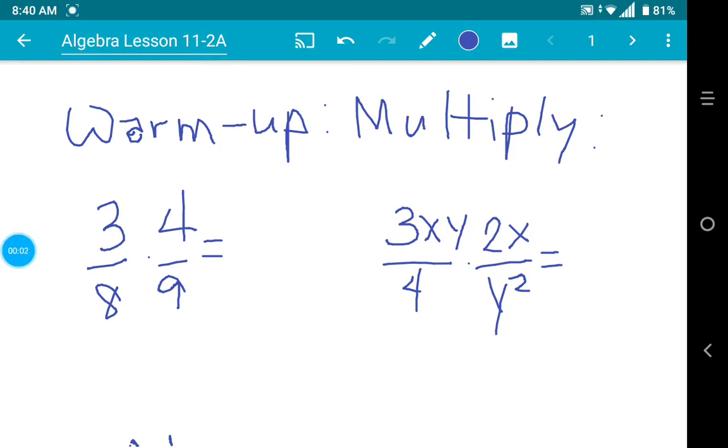Hello, welcome to Algebra Lesson 11.2a, which is called multiplying rational expressions. Here's your warm-up, multiply. Now actually these are rational expressions, right? Because they are actually quotients of polynomials, monomials. So then I would encourage you also to use a shortcut.